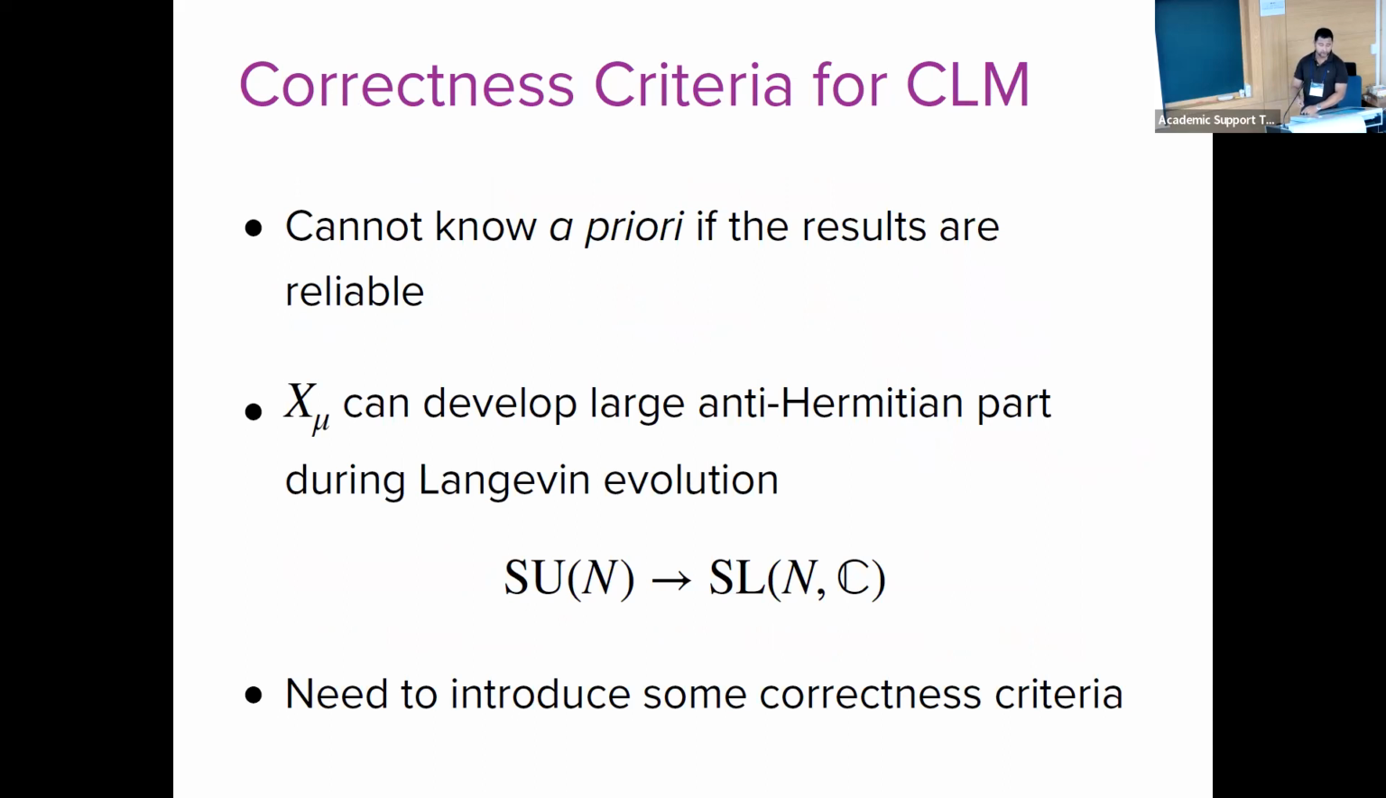So now we don't know whether we can trust our results or not. Because there is no analytical proof for this complex Langevin, we cannot know a priori whether the results are reliable or not. So this X mu, the Hermitian field, it can develop large anti-Hermitian parts during Langevin evolution. So that means it can wander off to SL(N,C) from SU(N). So it can wander off to imaginary directions. So we need to introduce some correctness criteria to check this.